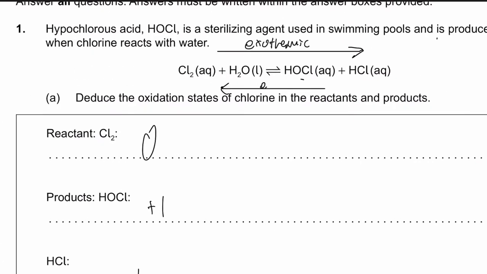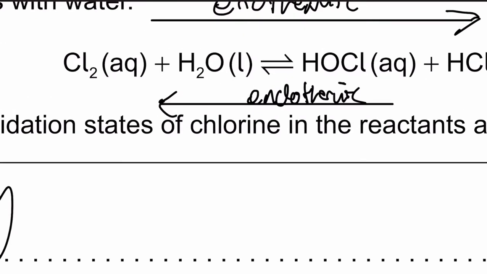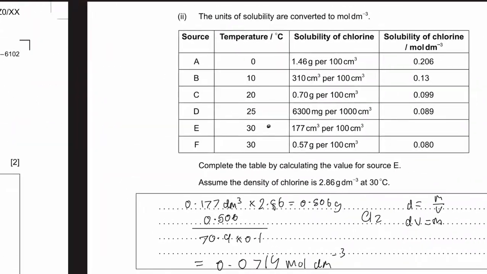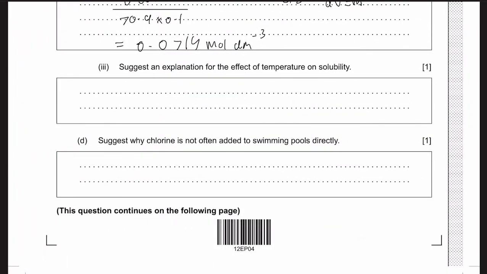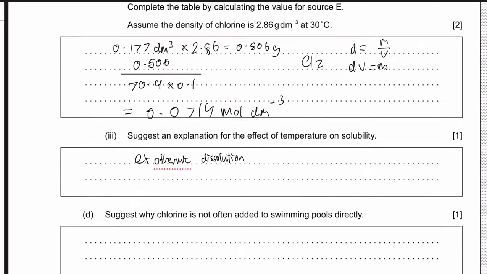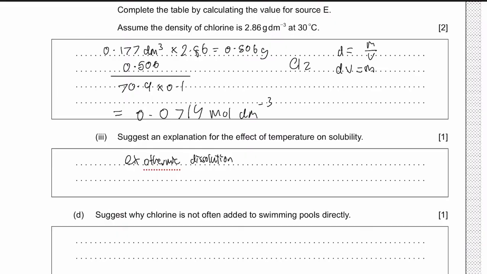So if this is exothermic, this means this is endothermic. And therefore, this reaction would be favored when we increase the temperature. So that's one good explanation for the effect of temperature on solubility. So, exothermic dissolution. I won't write too much because I explain it verbally, but essentially that's what we're talking about here. There's the dissolution reaction that's exothermic.